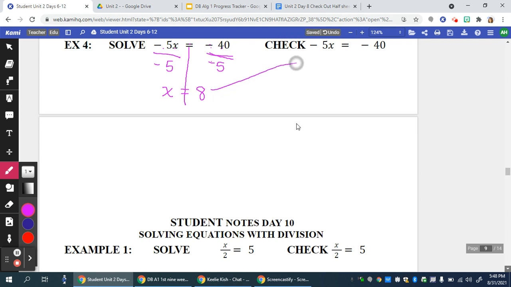Then we come over here and we check it. Negative 5 times 8 should equal negative 40. Negative 5 times 8 is, in fact, negative 40.